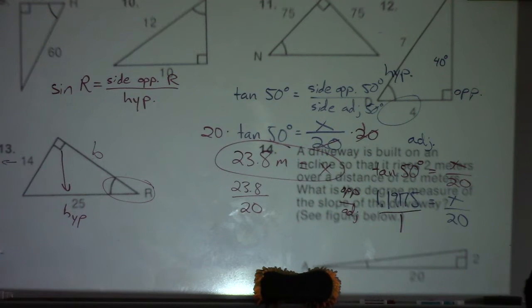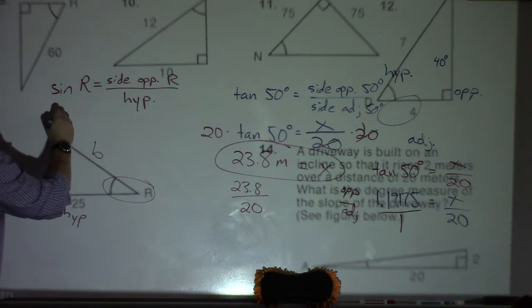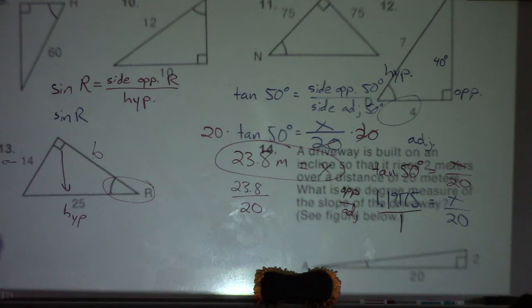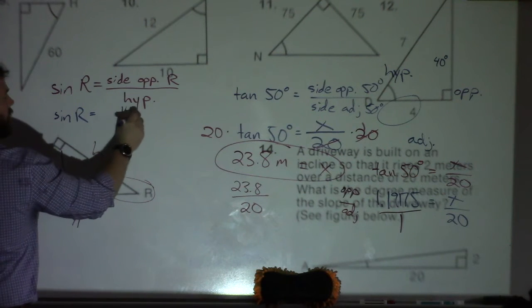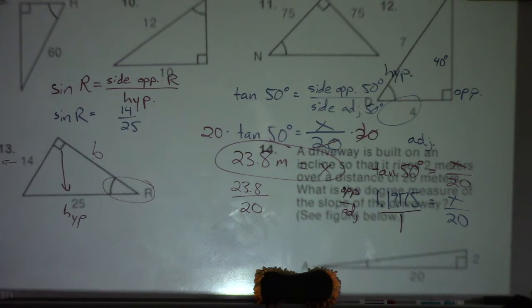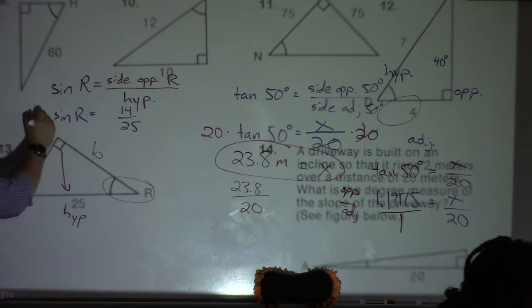So, what is the sine of R? The sine of R is 14 divided by 25. Now that I have my ratio, I can use what operation? Arc sine. The inverse of sine is arc sine.